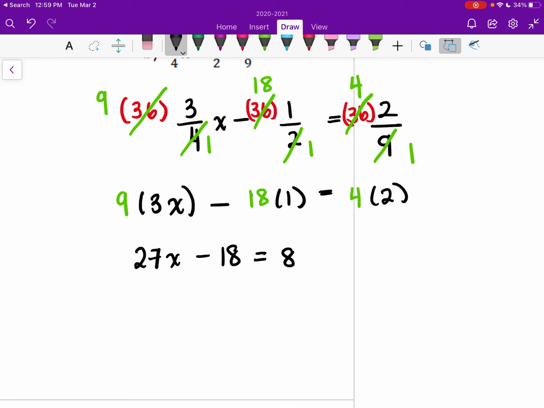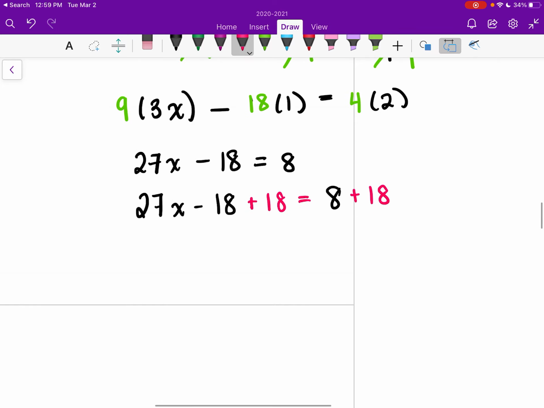And then we're just going to move this over. We're going to say, okay, 27x. We want to get rid of the negative 18, so we're going to add positive 18. And we're just going to do whatever we do to one side to the other side. So I got to add positive 18 over here. So I have 27x, because that's what I'm left over with, right? Negative 18 plus 18 is just going to be 0, and that's going to equal 8 plus 18, which I believe is 26, right?